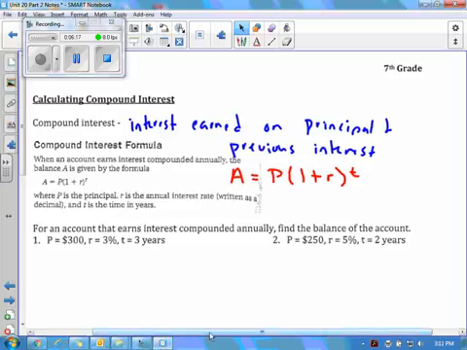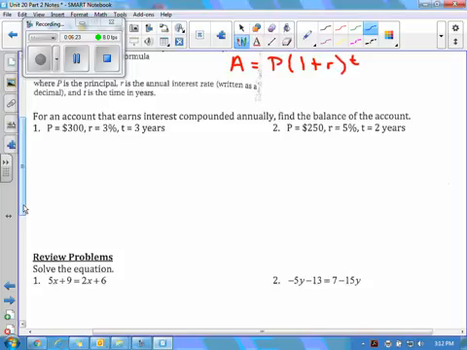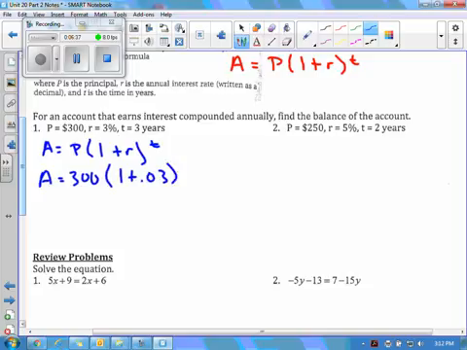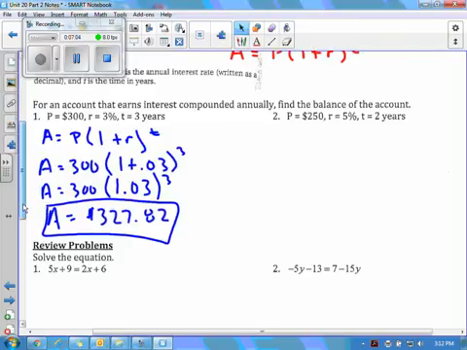So all this work you'll do on your calculator because it'll be really hard to do this by hand. But I do want you to write out your equations so it's easier to follow. So A equals P, parentheses, 1 plus r to the t power. So my account balance is 300, which is my principal. I have 1 plus 3%, but I need to write it as a decimal, and then to the third power. So A equals 300, and parentheses of 1.03 to the third power. Now I'm going to put this in my calculator. You need to do 1.03 to the third power first, because of order of operations, then times 300, $327.82. So that would be your balance with compound interest. Number 2, I'll let you try, and then we have some review problems below that.